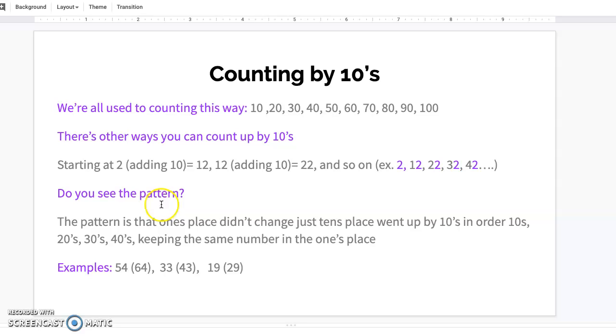Do you see the pattern? The pattern is that the ones place didn't change, just the tens place went up by tens in order, 10s, 20s, 30s, 40s, keeping the same number in the ones place. So for an example, if we had 54 and we wanted to add 10, we would go to 64. If we had 33 and we wanted to add 10, it would be 43. If we had 19 and we wanted to add 10, it would be 29. So you're just changing that 10 spot each time, but keeping the ones.